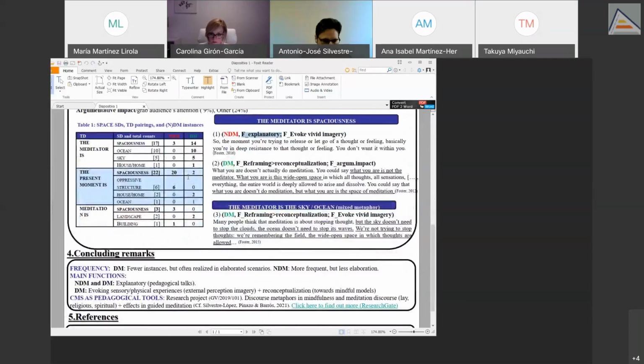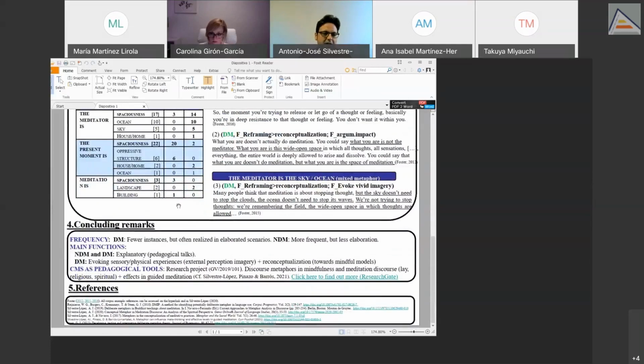As a matter of conclusion, it can be seen that while deliberate metaphor uses are fewer in the corpus, they are realized in more elaborated scenarios, with more fine-grained source domains. Also, the functions are the most ordinary explanatory functions in non-deliberate metaphor uses, whereas in deliberate metaphor uses, we find the main function being both evoking sensory experiences, like recalling external perception scenarios, and reconceptualizing the topics towards more mindful moments. And then we can see that these metaphors can be used as, and actually are used as, pedagogical tools.